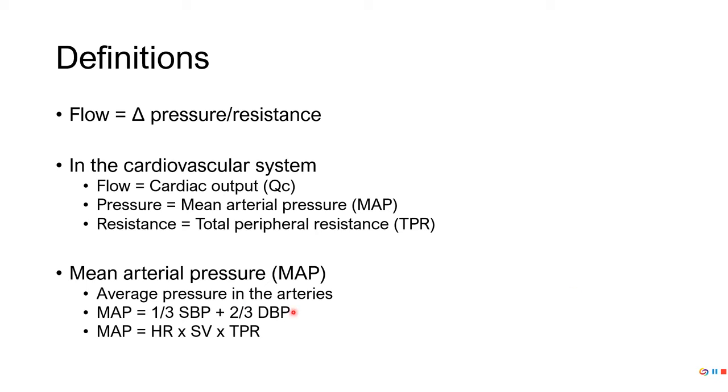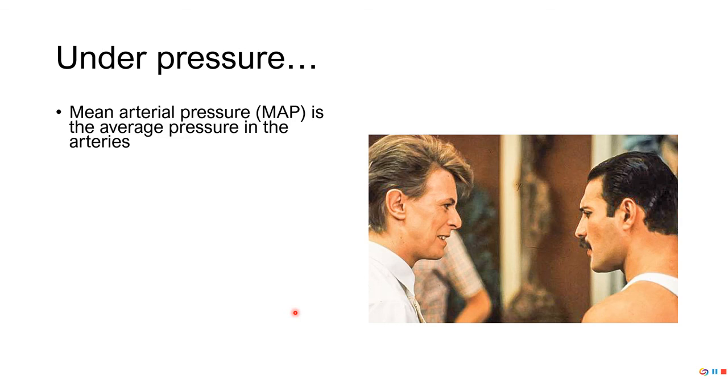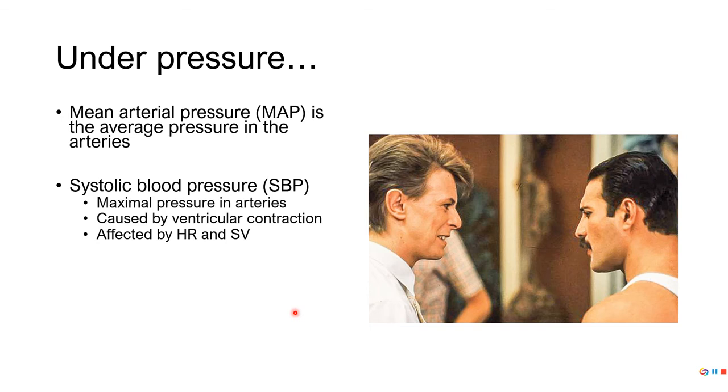I just like this one because you're in systole for 1/3 of the time and diastole for 2/3 of the time. So under pressure, and I'm not sure if you'll get the little picture here. If you do, great. If you don't, great. So like I said, MAP is the average pressure in the arteries. So systolic blood pressure is the maximum pressure in the arteries. It is caused by and occurs during ventricular contraction. It is directly affected by heart rate and stroke volume.